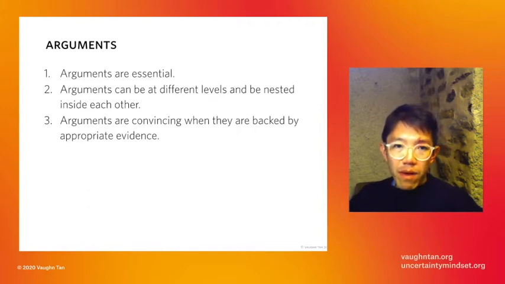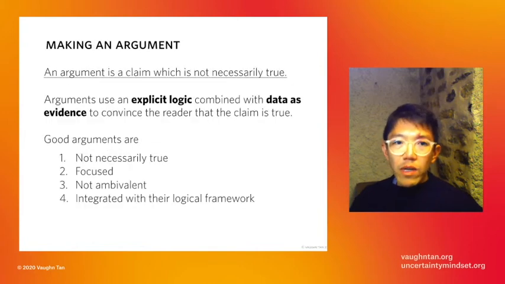But one thing to think about is that arguments can be at different levels and be nested inside each other. And arguments are convincing only when they're backed by appropriate evidence. So what is an argument in the first place? An argument is nothing more, but also very importantly, nothing less than a claim which is not necessarily true. And all arguments use an explicit logic combined with data as evidence to convince the reader that the claim they're making is true. They don't simply leap to a conclusion and expect that the reader can follow along.